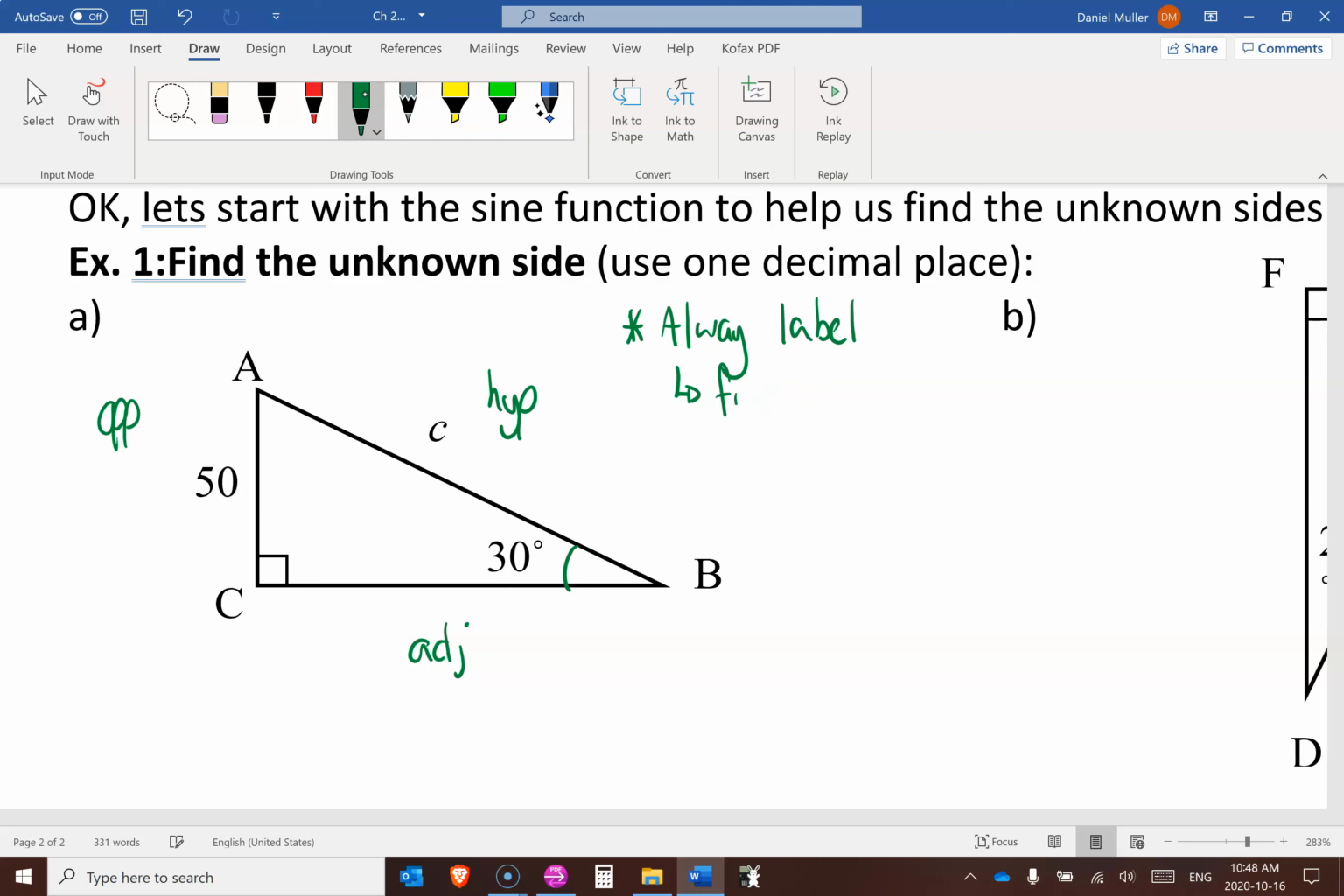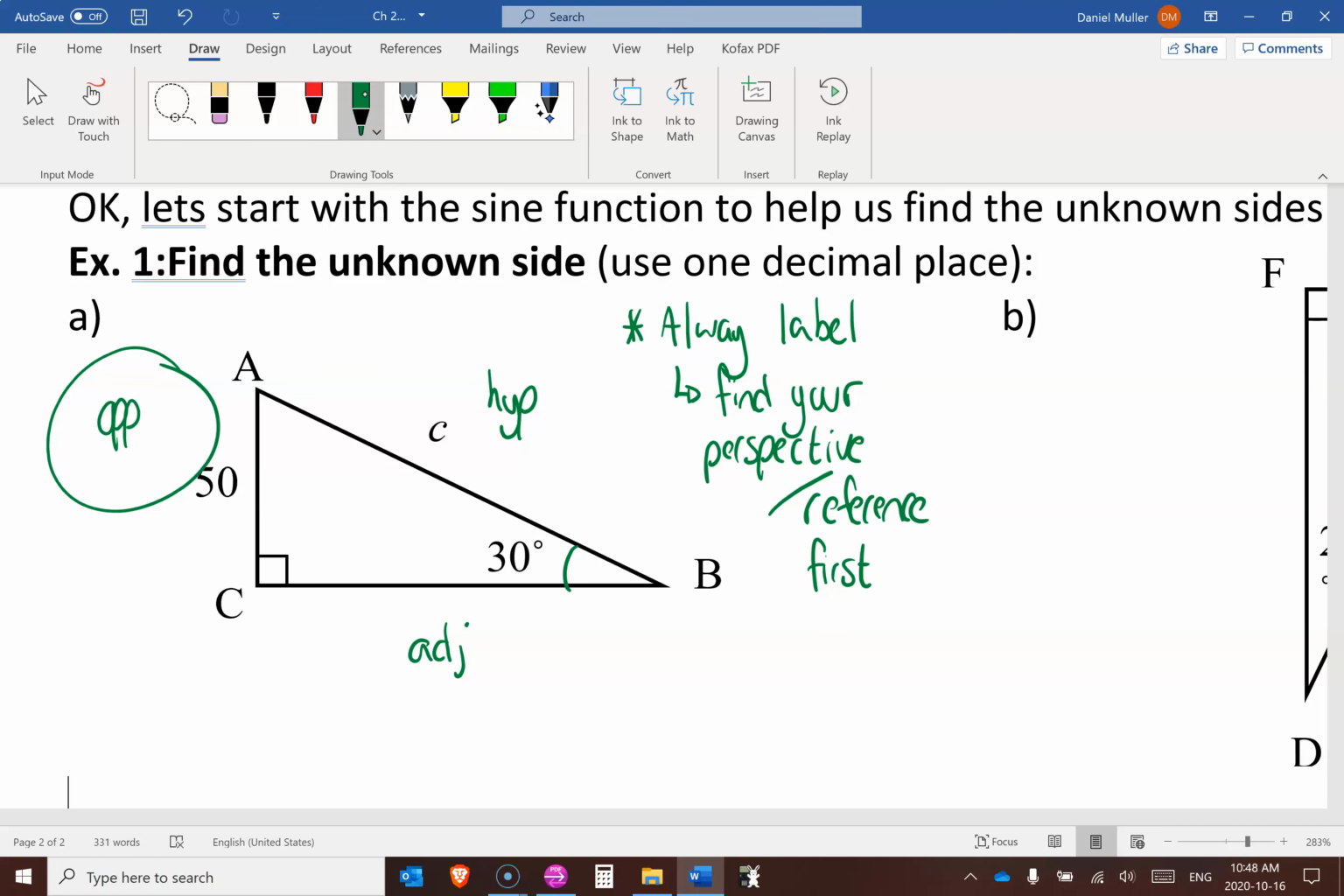So find your perspective, or your reference. Some people call it reference. Which angle are you referring to first? You've got to find your perspective or your reference first, and then you can go and actually do this labeling. Once you found that, you want to choose things that you have or that you need. Well, I have 50. That's my opposite, and I need my hypotenuse, O and H.